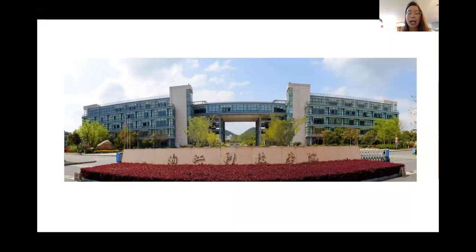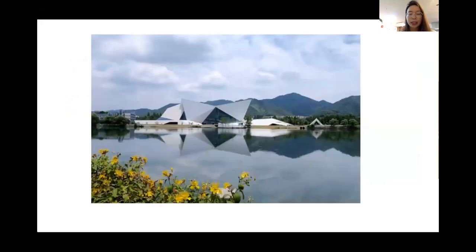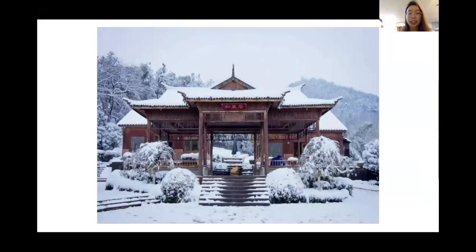And this is the Xiaoheshan campus. This is the major one located in Hangzhou. And this is also the Xiaoheshan campus. We do have real water and mountains right inside our campus. So we can see ZUST is a very beautiful campus.